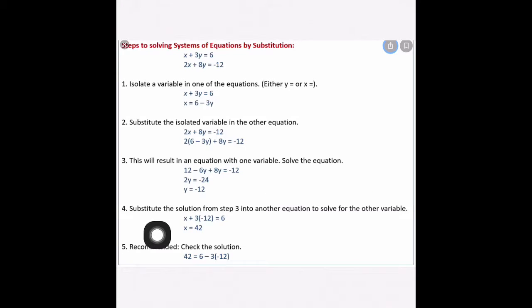Solve the equation. Step 4 is to substitute the solution from step 3 into another equation to solve for the other variable. Step 5 is recommended. Check the solution.